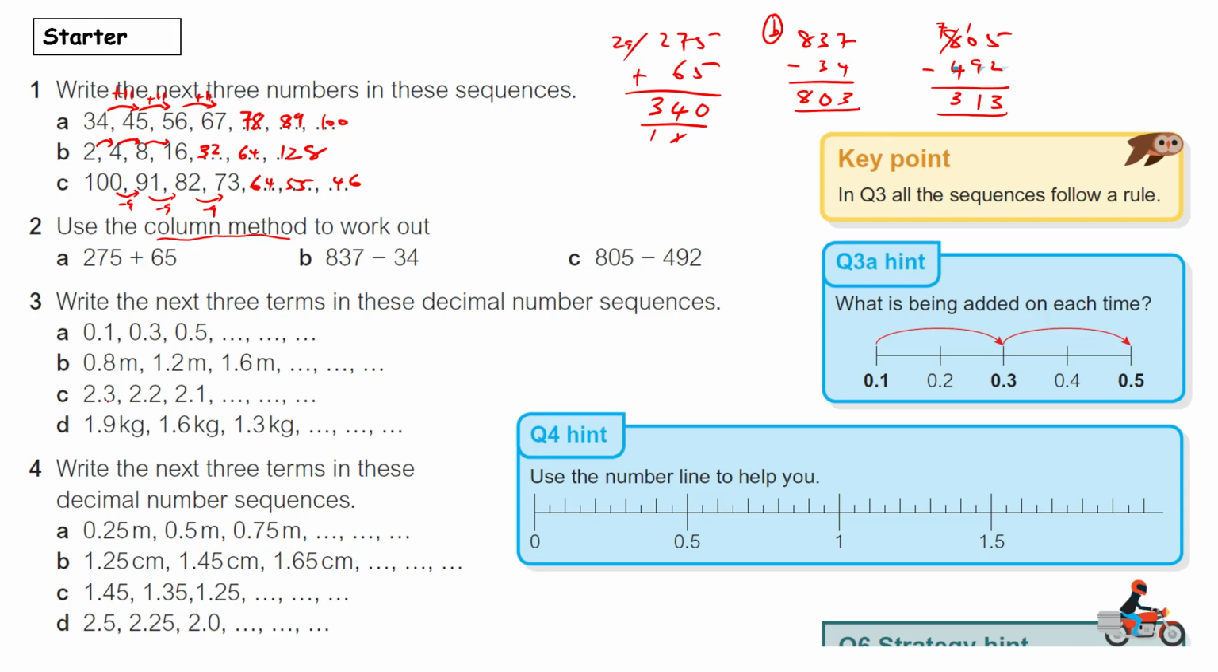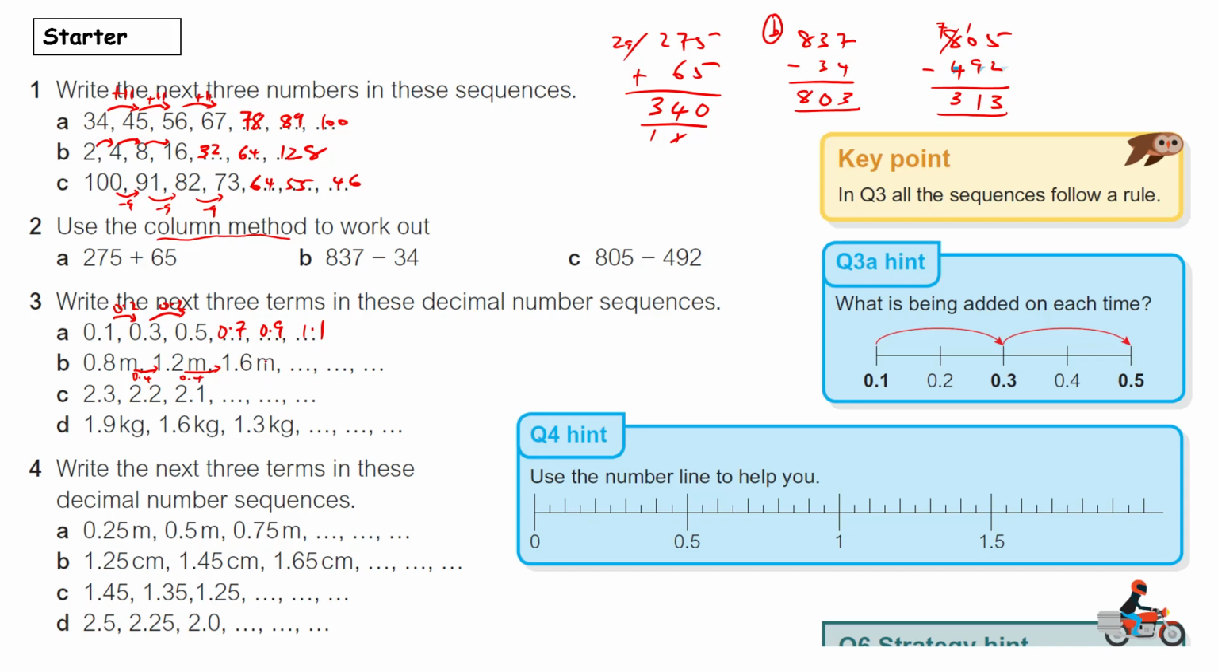So we got sequences again. We want the next 3 terms. So that's increasing by 0.2 each time. So we get 0.7 next. 0.5 plus 0.2, 0.7. Add 0.2, 0.9. Add 0.2, 1.1. Here we're increasing again each time by 0.4.